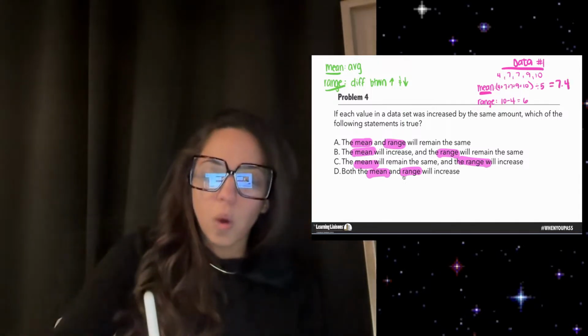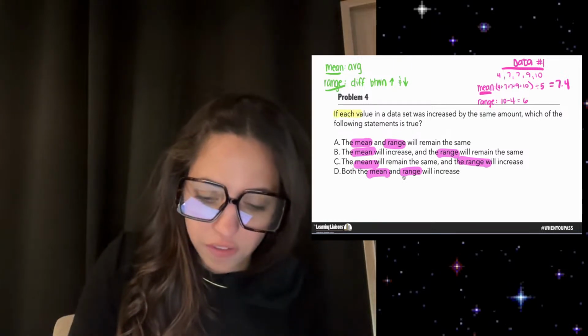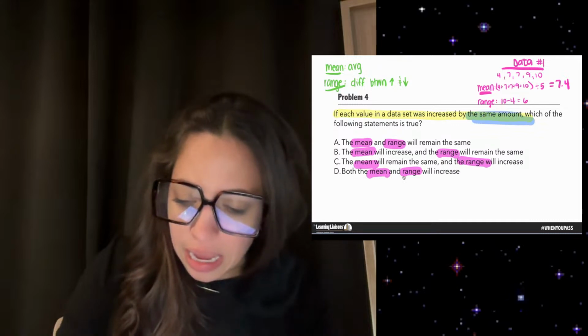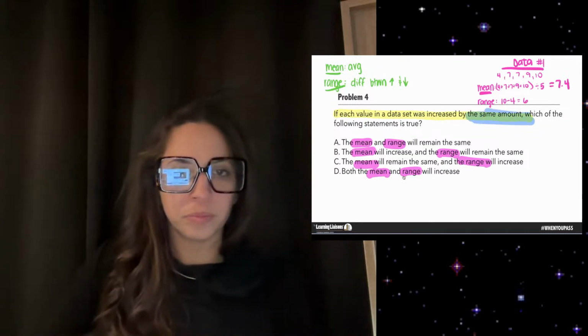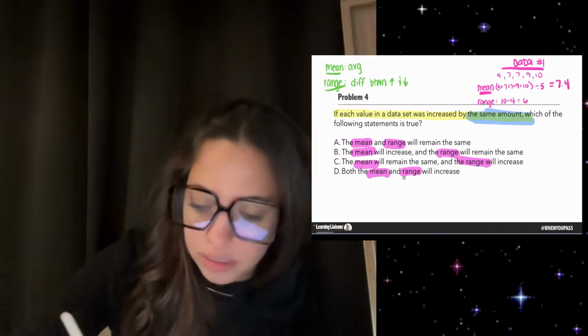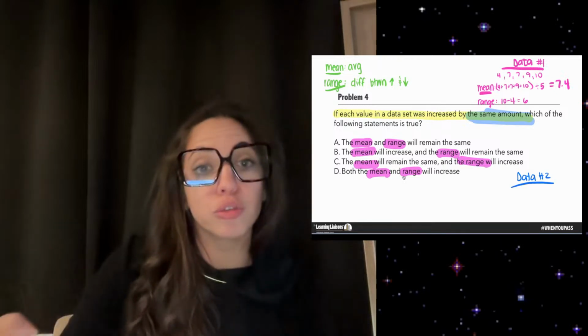Now, what did the question ask? The question said, if each value is increased by the same amount. Each value is increased by the same amount. So now data set 2, I'm going to increase them all by 3.